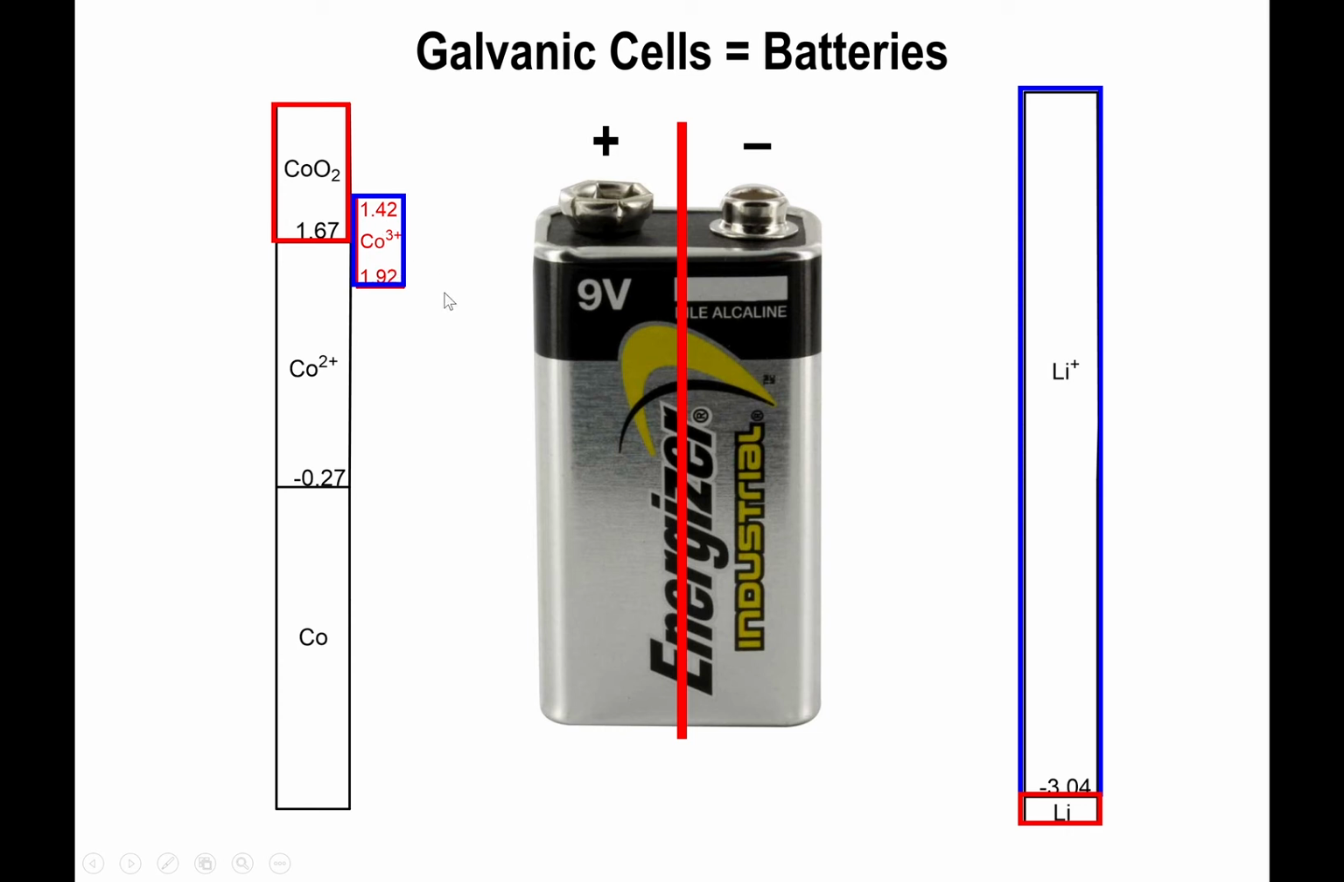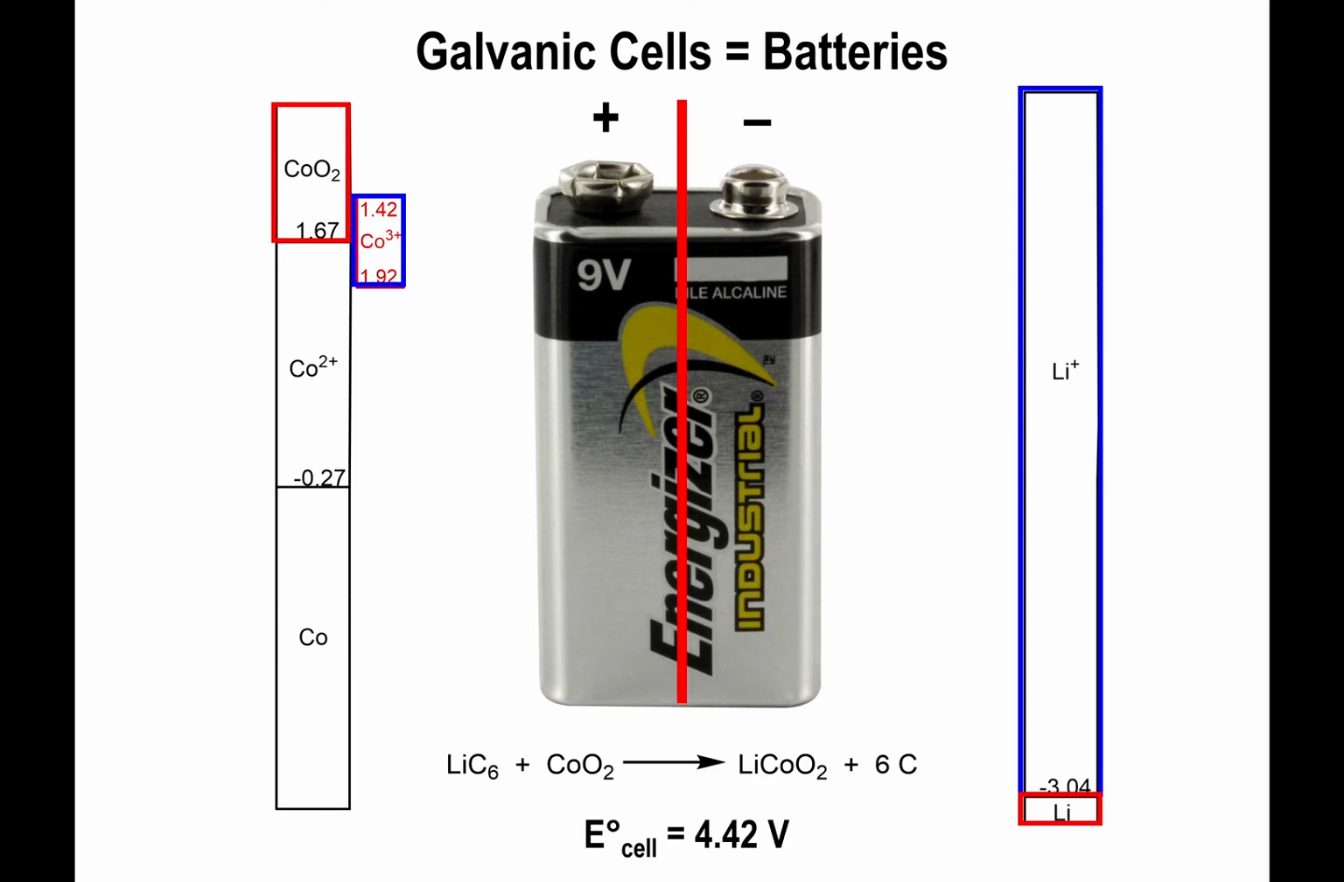Now, the actual event that's happening: if you look at the lithium couple, the reduction from lithium+ to lithium 0 is -3. So going from lithium 0 to lithium+ will be +3. And going from cobalt 4+ to cobalt 3+ takes a potential of 1.42. So altogether, 3 plus 1.42 is about 4.42 volts.